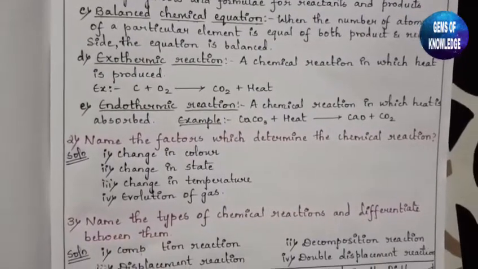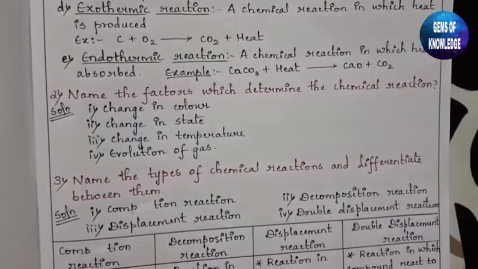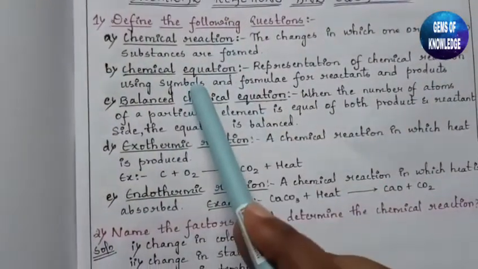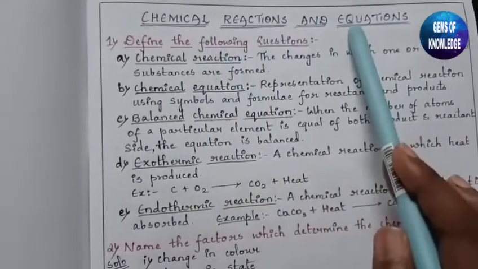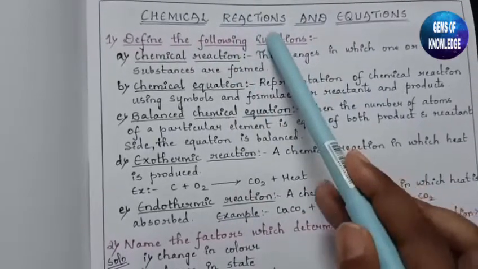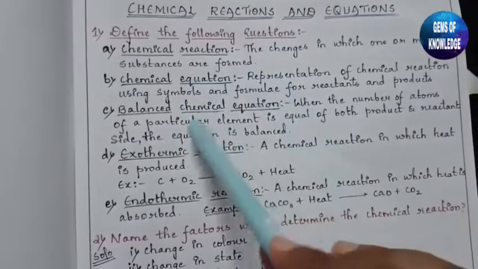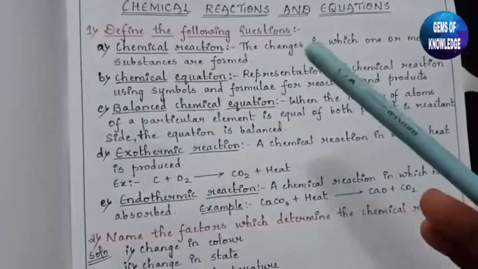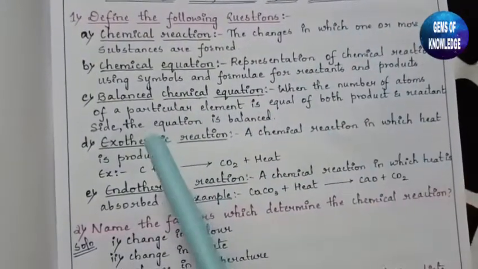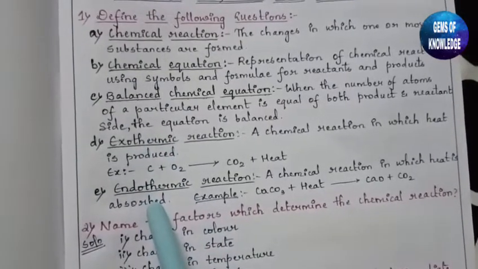Okay, then the next question you can see, name the types of chemical reactions. So how many types of chemical reactions are there? First you have learned what is a chemical reaction, what is a chemical equation. This is regarding the introductory part, as I have told you earlier. You can see the chapter name is given as chemical reaction and equation. So I have already explained what is a chemical reaction, what is a chemical equation, then what is balanced. Later on I will teach you how to balance the chemical equation. Then the two most important things, one is exothermic reaction and one is endothermic reaction.